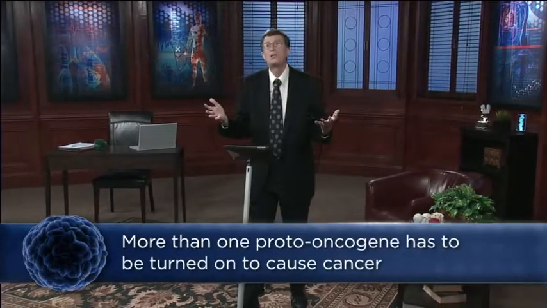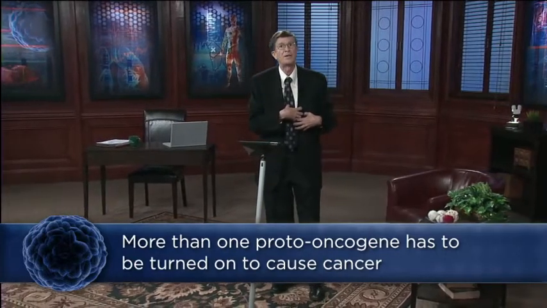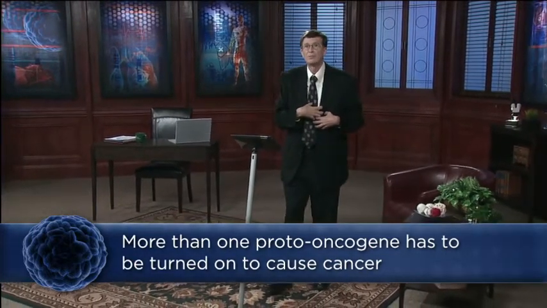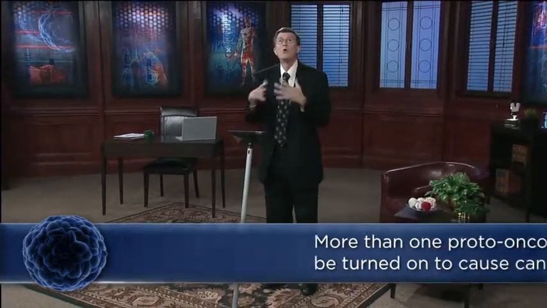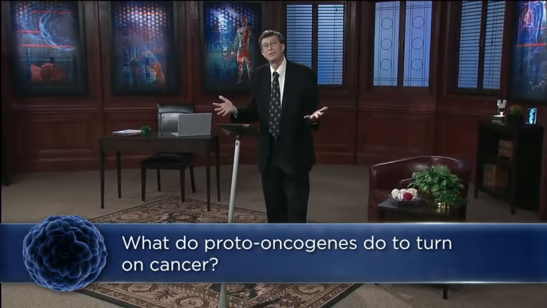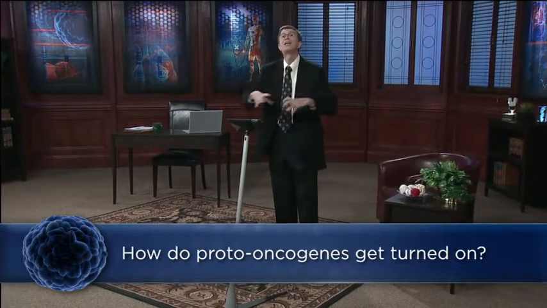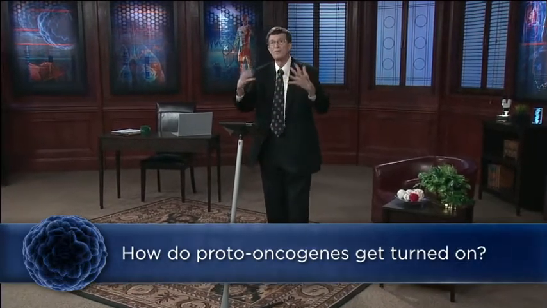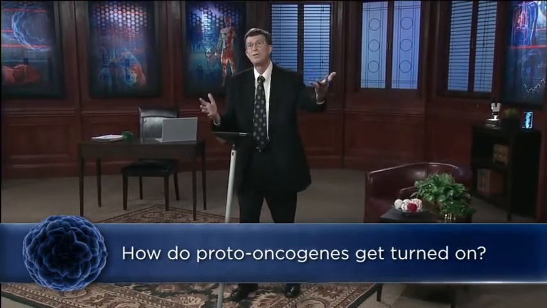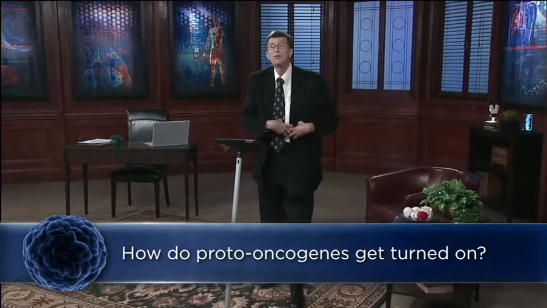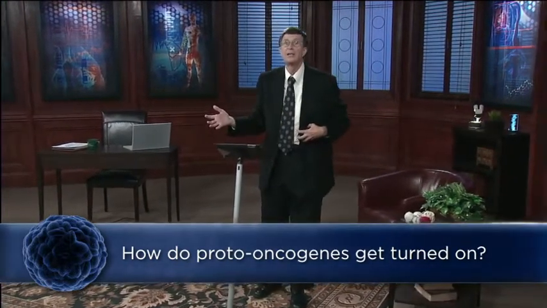So now we know that more than one proto-oncogene in a cell that's not virus infected has to be turned on. The question now arises, what do proto-oncogenes do in the cell to turn on cancer? And the second question is, how do they get turned on? How do the proto-oncogenes all of a sudden become active? We know the virus brings them in an active form, but they're sitting dormant in my cells, hopefully, and they're not turned on at the moment.